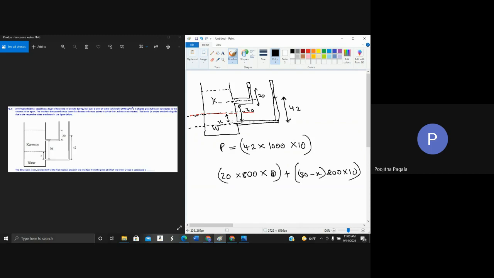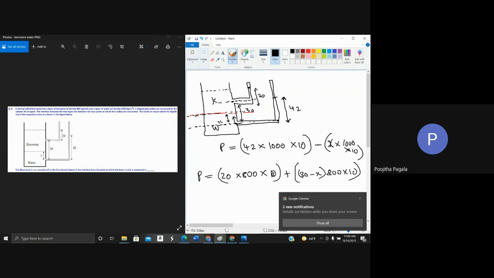Now if we want to calculate the pressure at the red surface, we are going from bottom to top, so we need to subtract x into density of water 1000 into 10. Now this is P and this is also P. So if you equate both these, you will be able to calculate the value of x. Did you understand this question?